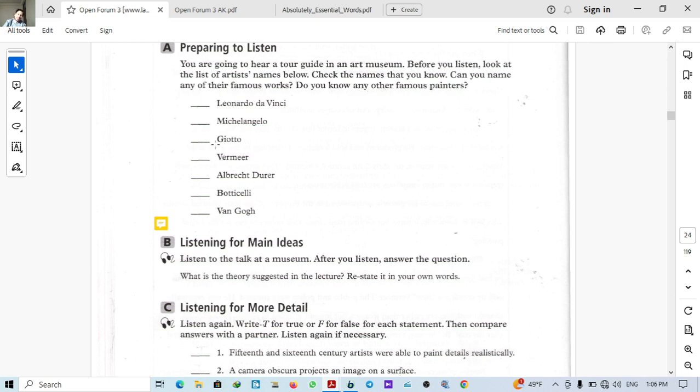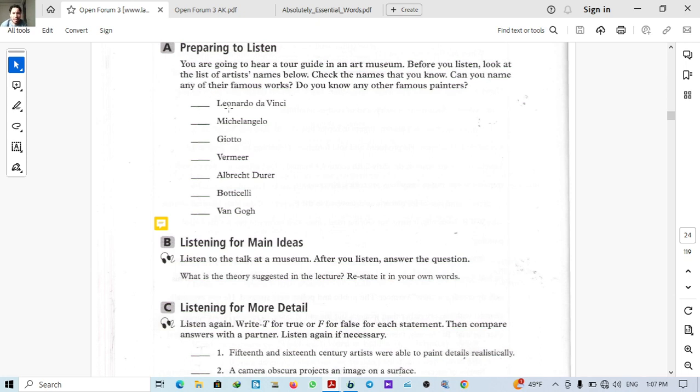You have been given the names of a number of artists. So these are all the people. Here, check whether you know them. For example, if you know Leonardo da Vinci, you simply put a tick mark here. It means that you know this person, and you can even talk about, for example, the works they have produced and what they have offered to society.